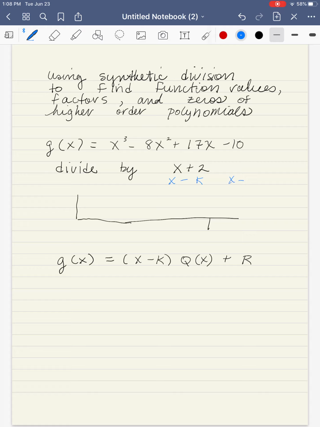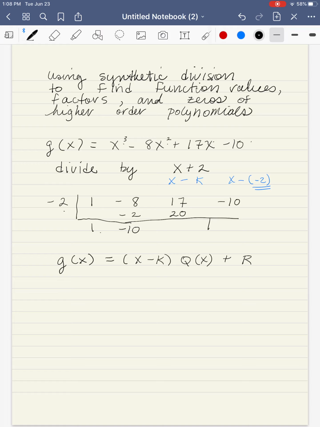Okay, so if I look at what I'm dividing by here, remember I want x minus k. So in this case I have x minus negative 2. So negative 2 is the number I put out here. And then I have x cubed, x squared, x, constant, so I'm not missing any terms. So I put my coefficients along the top here. And be really careful when you do this step so you don't make a mistake with a negative or a positive or whatever moving forward.